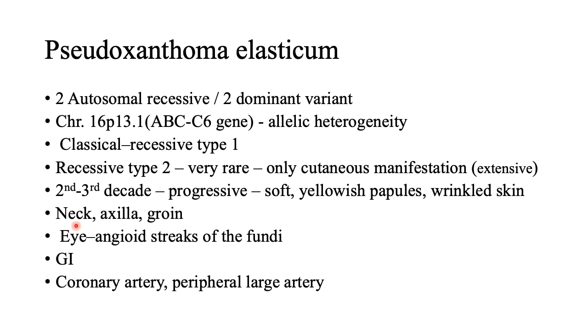In the eye, angioid streaks of the fundi lead to blindness. In the GI tract, hemorrhage is the common feature. If the coronary artery is involved, repeated attacks of angina pectoris are seen. And if peripheral large arteries are involved, it manifests as claudication.